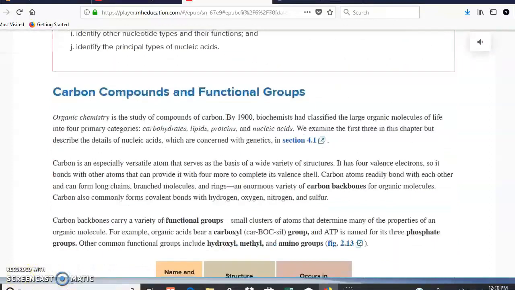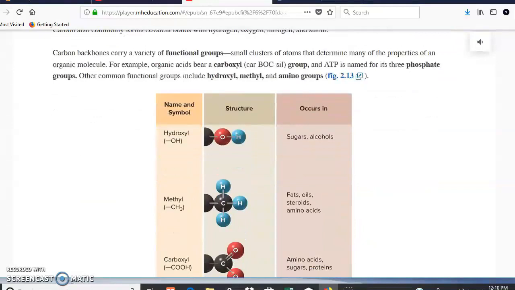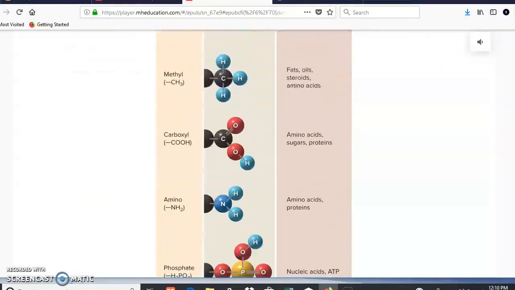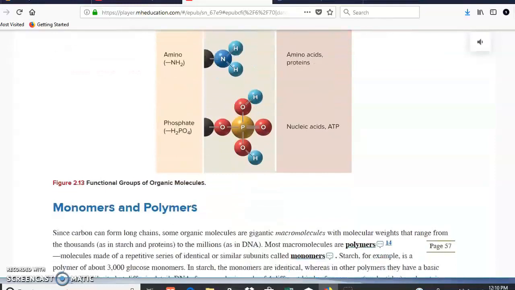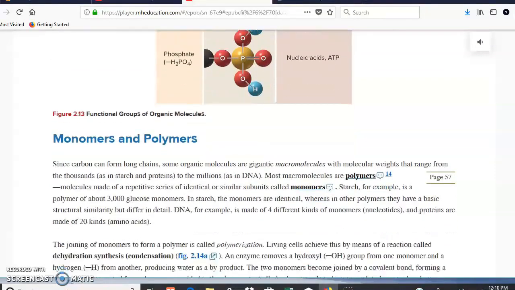Okay, the next topic is organic compounds. An organic compound is considered one that contains carbon. So if it contains carbon, it's considered an organic compound, but carbon dioxide has carbon and is not considered an organic compound. So examples of organic compounds are going to be carbohydrates, lipids, proteins, nucleic acids. So let's take a look at this. When we have single units of these molecules, they are going to be called monomers. Multiple units are going to be called polymers.